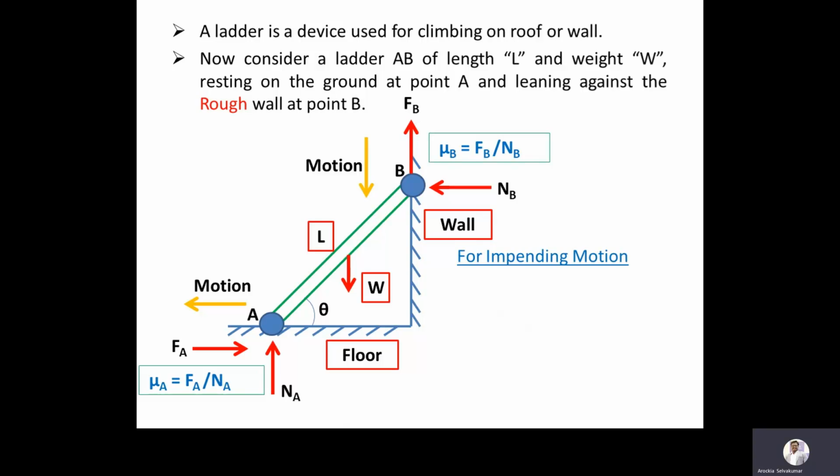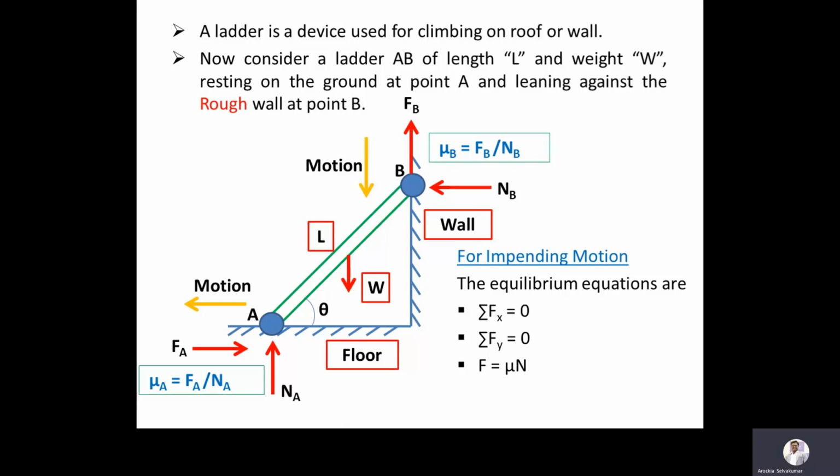For impending motion, we have to write the equilibrium equations. We know very well from previous cases, the summation of force along the horizontal or x-axis is equal to 0, because the ladder is in equilibrium; it is about to slide, it is not moving. The next condition is the summation of vertical force, or force along the y direction, is equal to 0. Then the third one: because it is an impending motion, the frictional force is equal to the coefficient of friction multiplied with the normal reaction. We call these forces limiting friction.